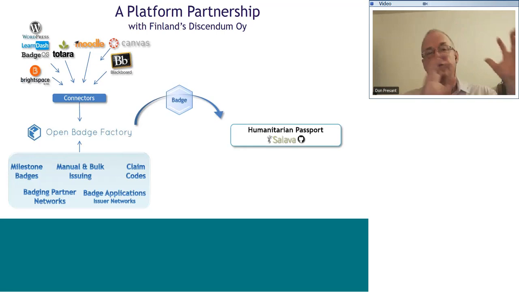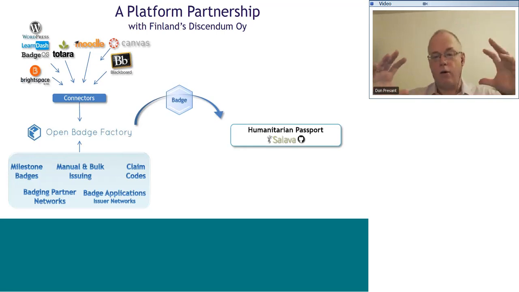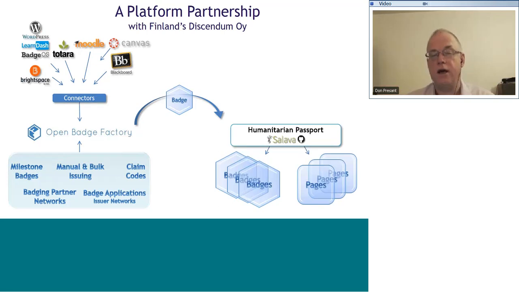So those badges are flowed to a dedicated passport that's going to be called HPass, which is free to end users, and they would be able to store their badges there, different kinds of badges from different places. They don't all have to come from Open Badge Factory. They can come from other sources as long as they support the Open Badge standard. They can curate those badges into pages if they like. So let's say they're going for a particular job, and they want to arrange their badges and some other evidence they have so they can adjust their CV. They can present that page as a free micro portfolio to the prospective employer.